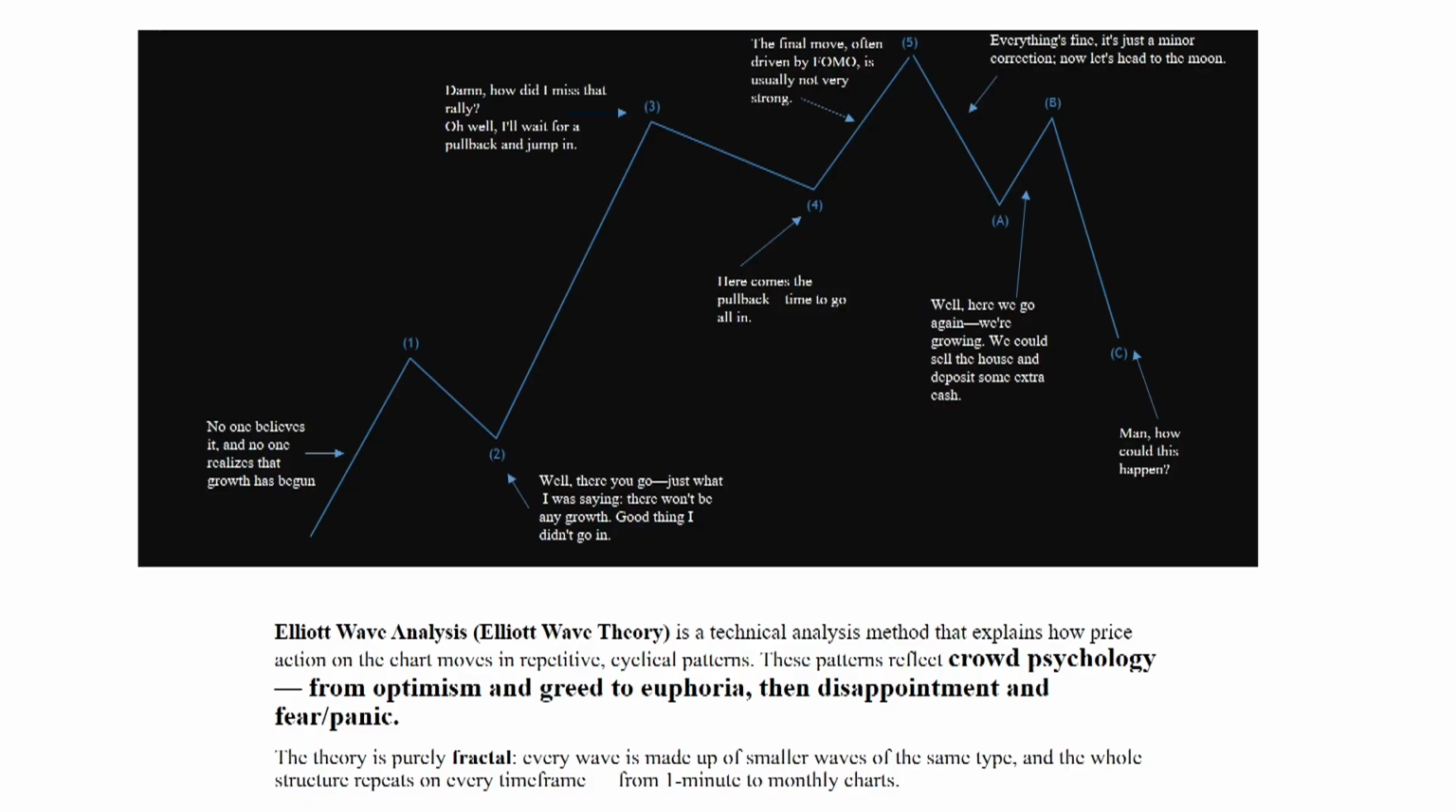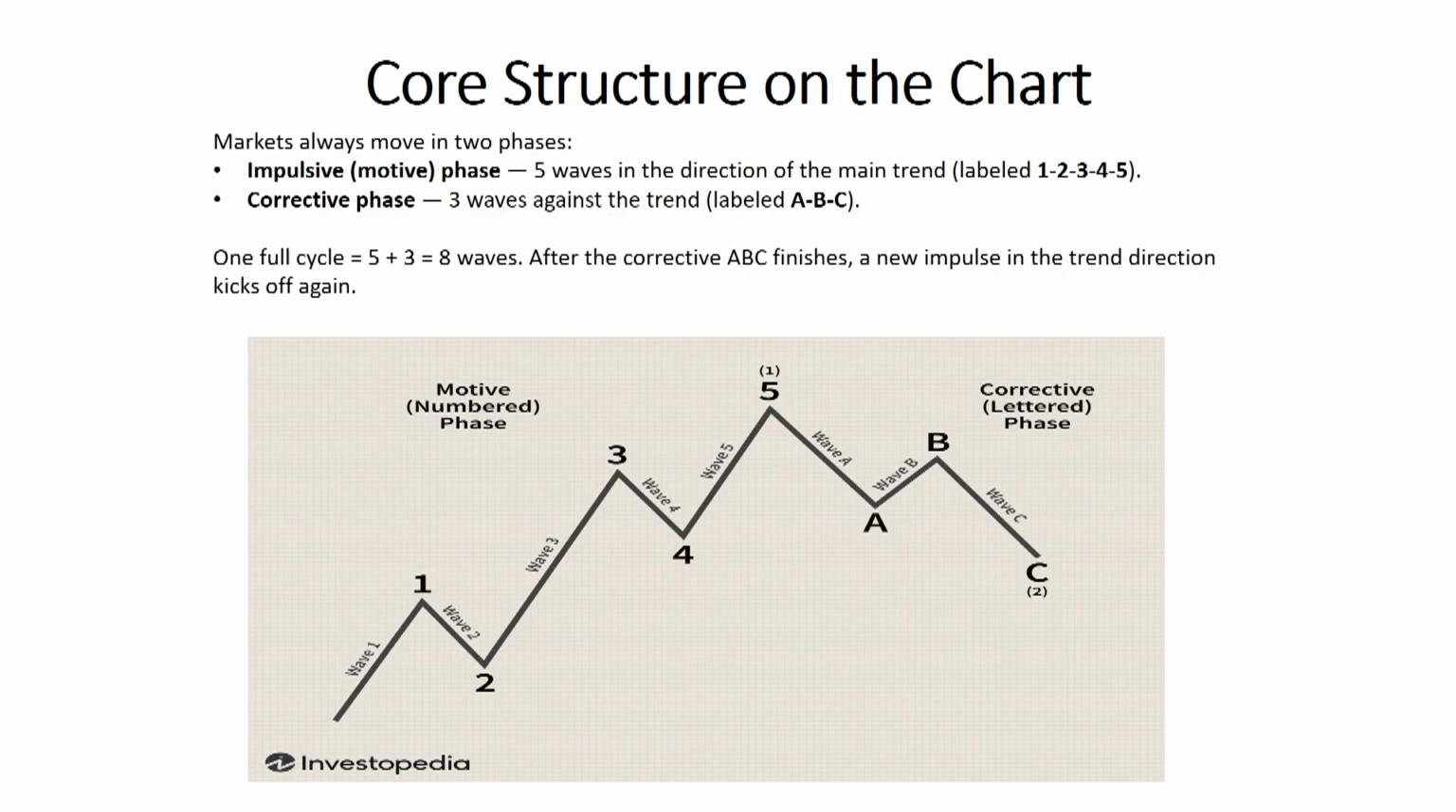It doesn't really matter. At the core, markets always move in two phases. First, the impulsive phase. And this is the main trend, made up of 5 waves: one, two, three, four, 5. Then comes the corrective phase, 3 waves against the trend, A, B, C. So one full cycle is 8 waves in total: 5 up, 3 down. And once the ABC correction is complete, a new impulse begins again in the direction of the trend.